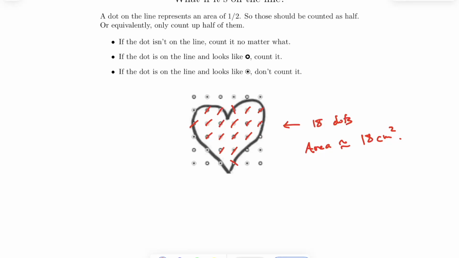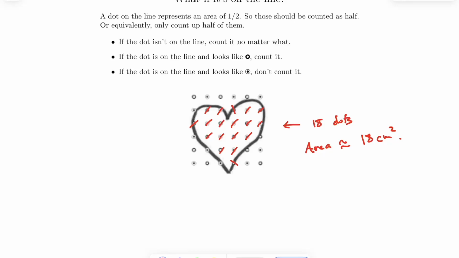So when you are doing areas with this method, I would expect my answer and your answer might be slightly different, because you're making judgments about whether something is on the line or not in a slightly different way than I am, and that's totally fine. I don't care if your answer is slightly different.